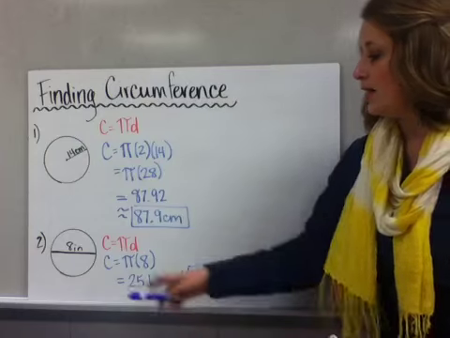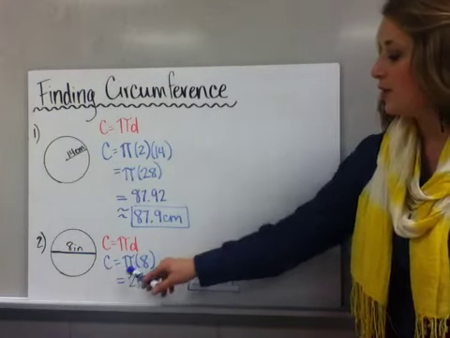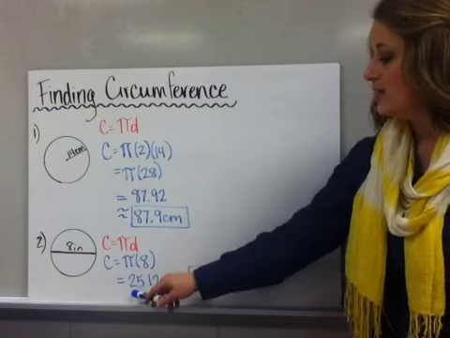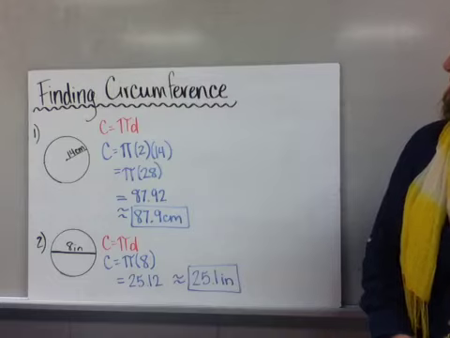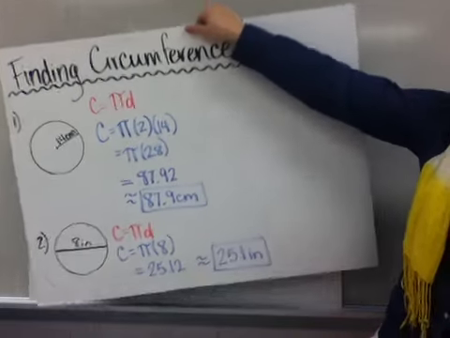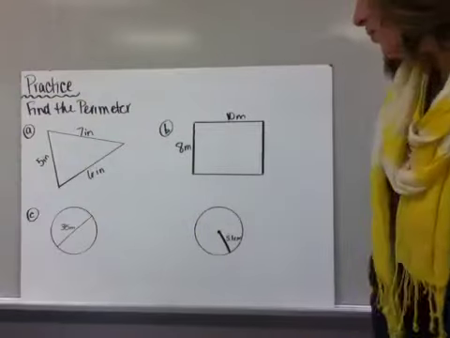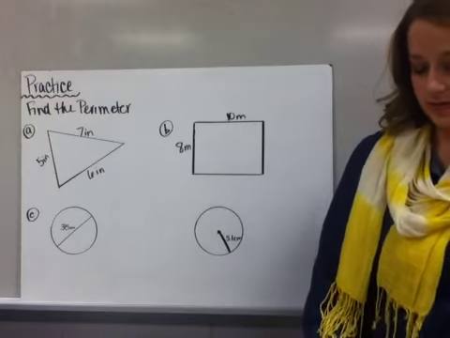For the second one, we're given the diameter of 8 inches, so put that in for the diameter. Pi times 8 is 25.12, which rounds to 25.1 inches. Here are some for you to try, and be sure and include the unit of measurement in your answers.